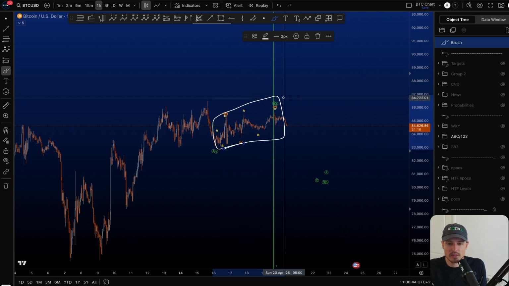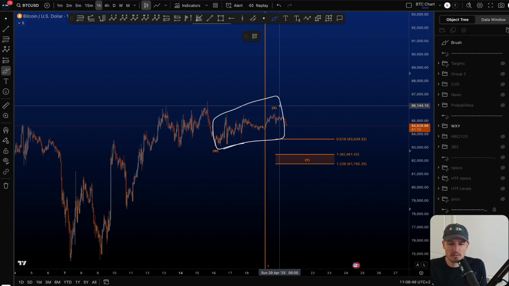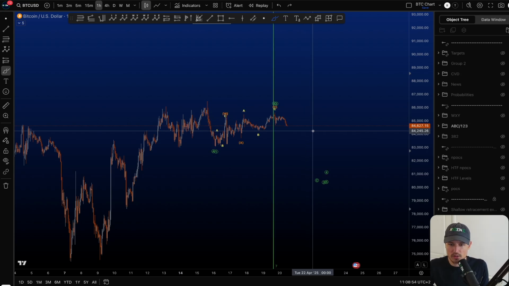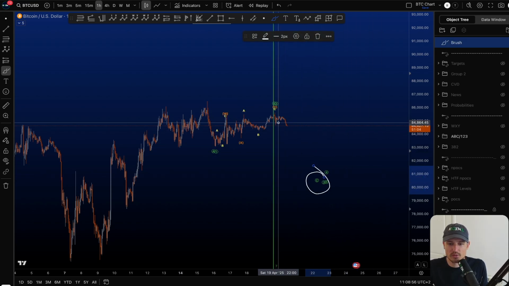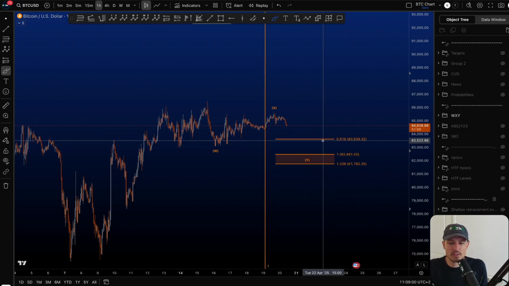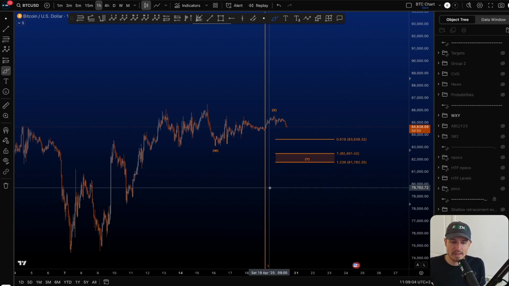So this is counted as either a B or a 2, and in a WXY scenario, right, this is counted as a wave X, but the sub-waves are exactly the same. And in both of the scenarios, of course, in a C or a 3 down, you look for price to move to the downside. And if you count it as a WXY, then preferably you also still look for a little bit more downside.